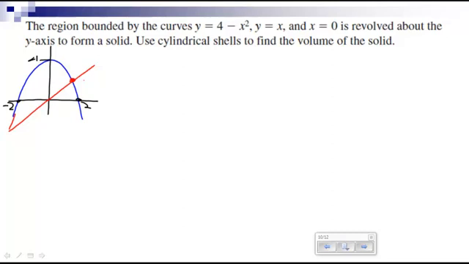Well, let's see if we can find out. We've got y is equal to 4 minus x squared. We've got y is equal to x. That means every place I see a y, I can replace it with an x. I get x is equal to 4 minus x squared. Or x squared plus x minus 4 equals 0.